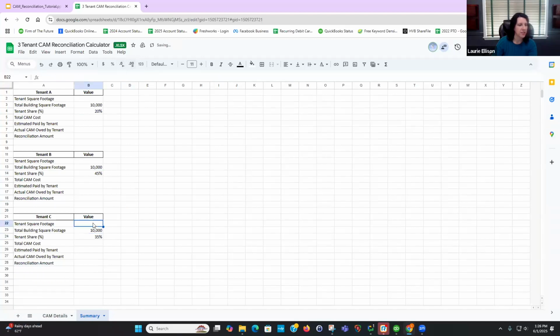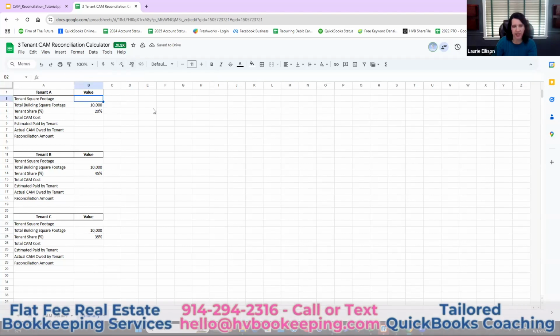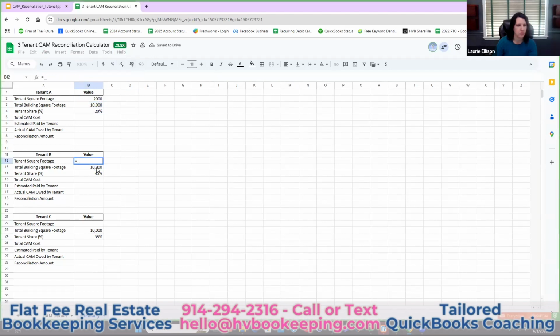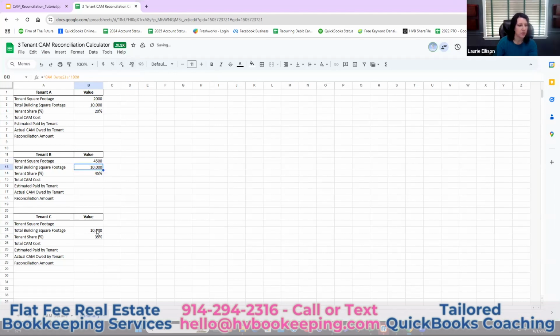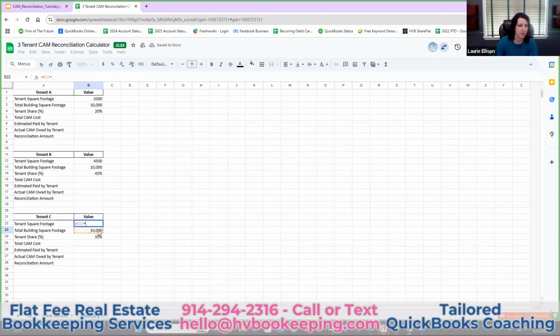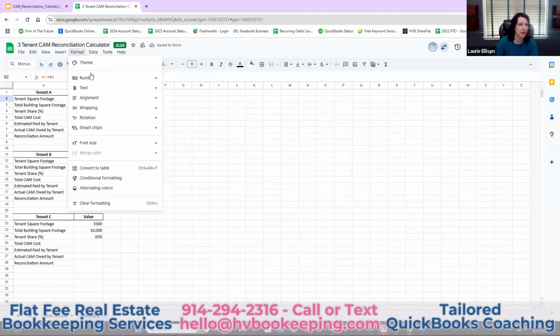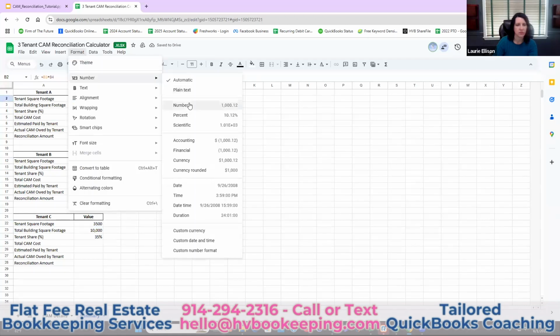Okay, tenant square footage. So now you're going to say equals 10,000 times 20%. That's 2,000. This is just more checking your math. Times 35%. I just really like a comma.